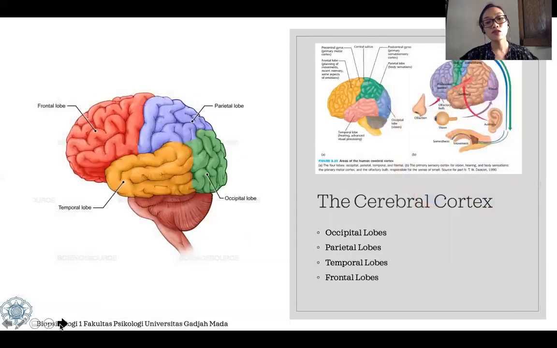All right, we now turn to specific parts of the cortex. Researchers make fine distinctions amongst areas of the cerebral cortex based on the structure and function of the cells. And for convenience, the researchers grouped these areas into 4 lobes named for the skull bones that lie over them. They are the occipital, parietal, temporal, and frontal lobes.